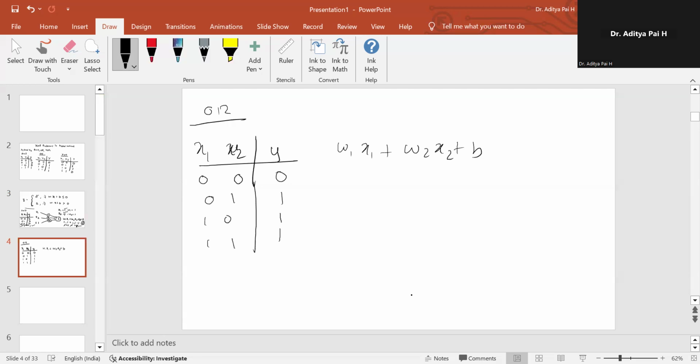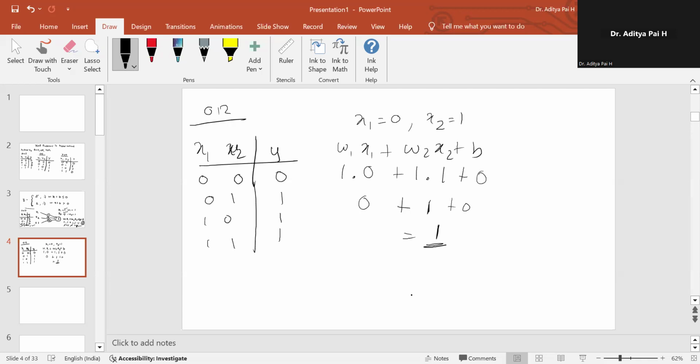Now what will happen here is, let me take x1 equal to 0 and x2 equal to 1. Now what will be the output? Your weights W1 and W2 both are 1 only. So 1 into 0 plus 1 into 1 plus your bias, which in this case we take as 0. So this will be 0 plus 1 plus 0, which is equal to 1.